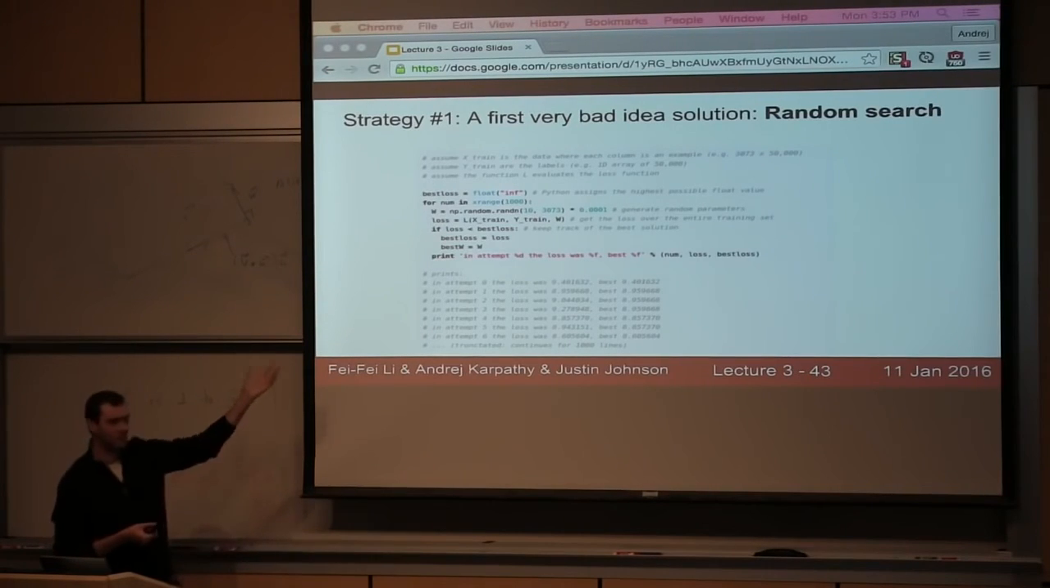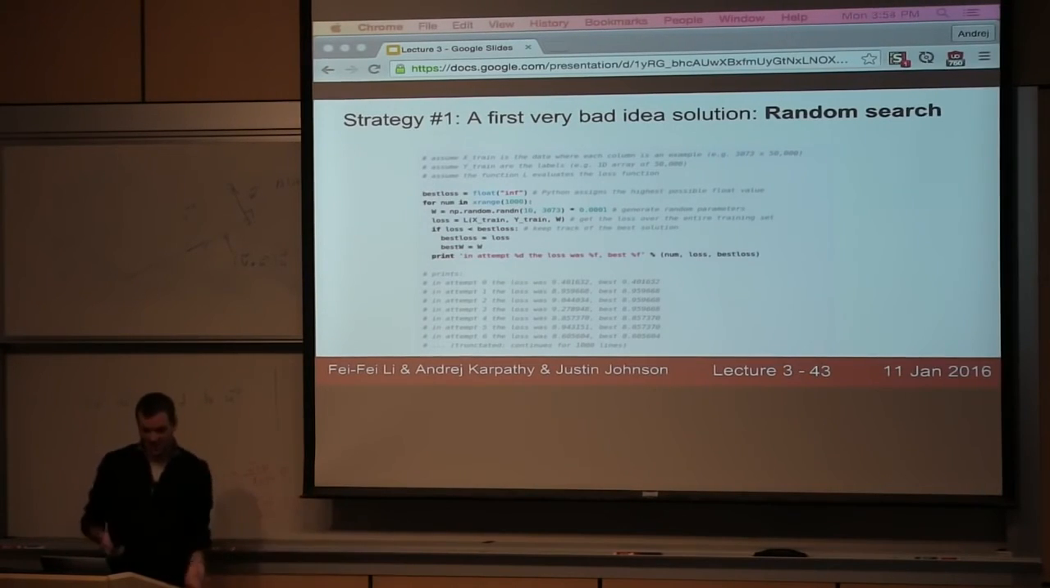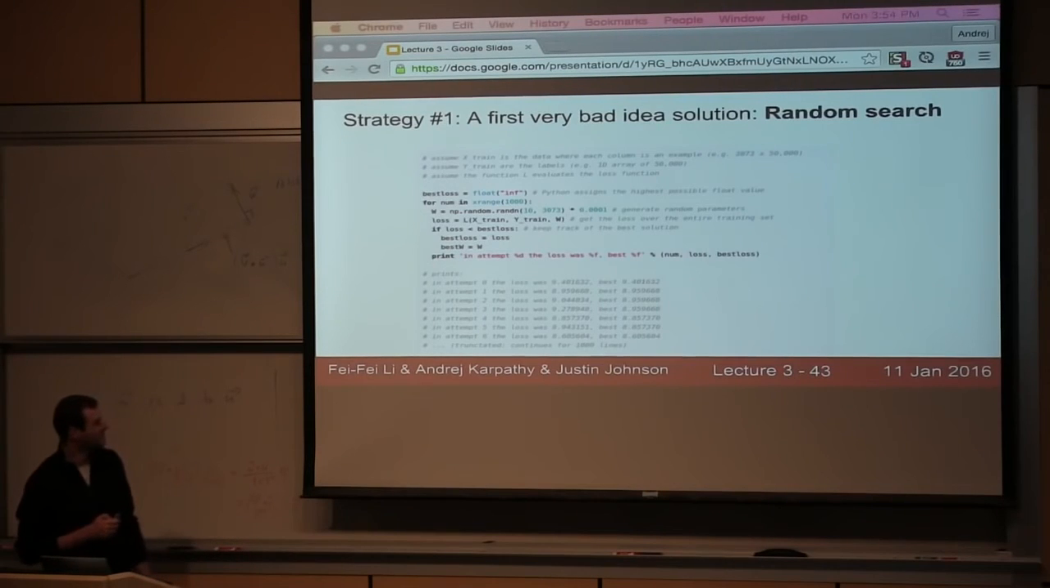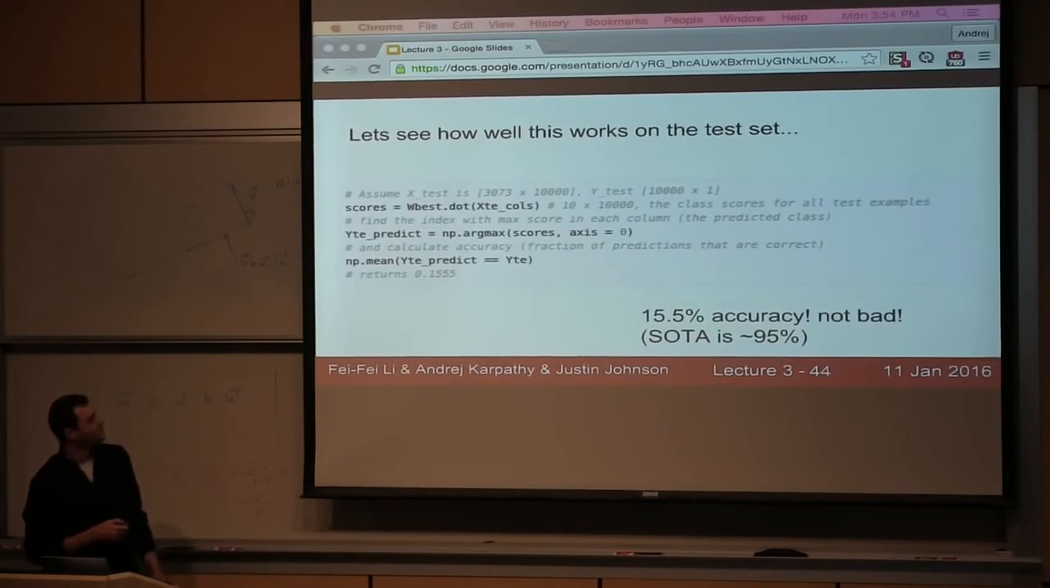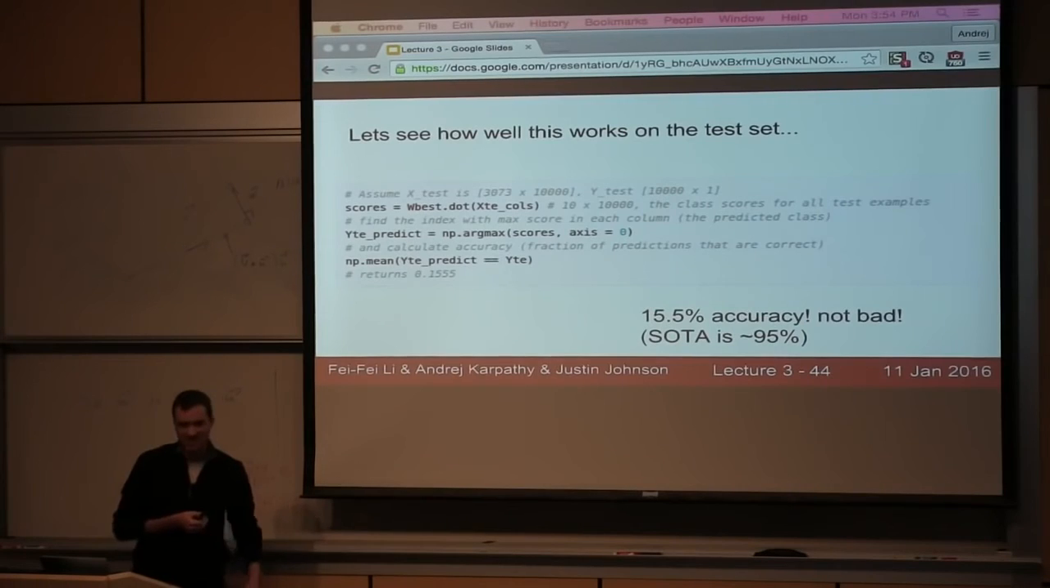And I can just keep track of the w that works best, okay? So that's an amazing process of optimization, of guess and check. And it turns out if you do this, I think I tried 1,000 times. If you do this 1,000 times and you take the best w you found at random and you run it on your CIFAR-10 test data, you end up with about 15.5% accuracy.